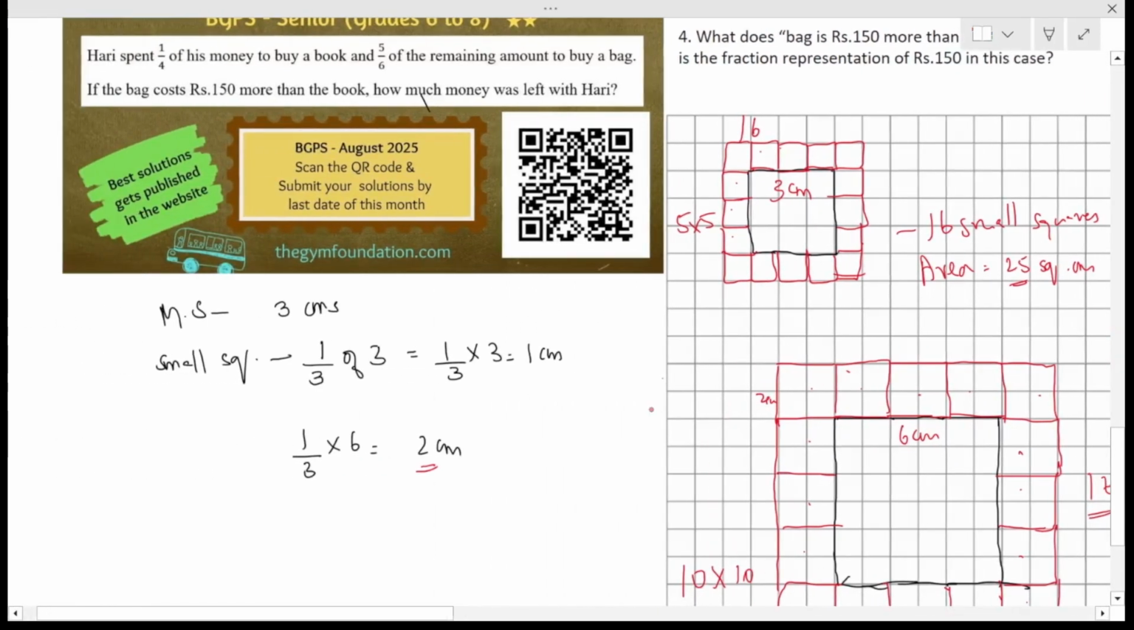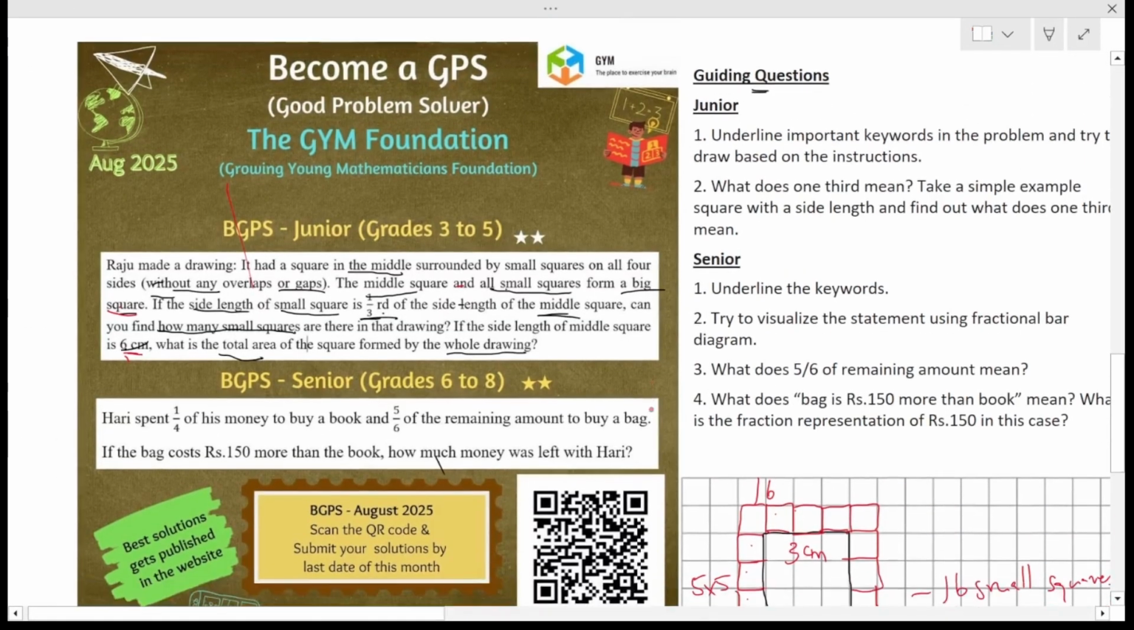So this is the aim of this BGPS event, to ignite your curiosity and nurture your thinking and apply fractions from a visual perspective. I hope you had a good learning experience. Please do try it out and check how the guiding questions and the Uber technique are helping you to work on these problems and provide solutions.